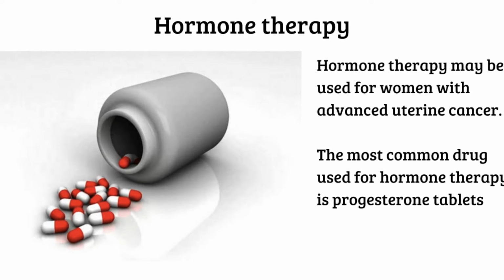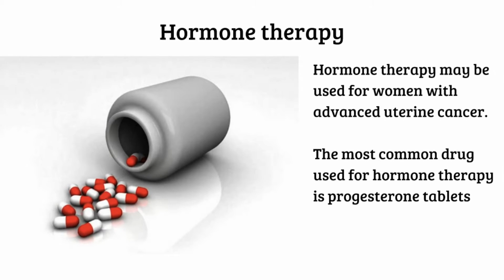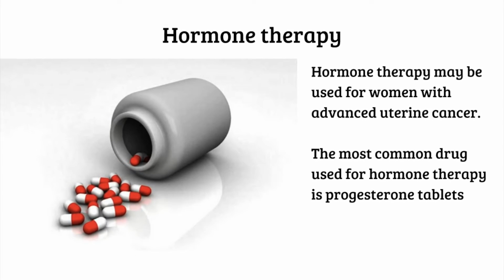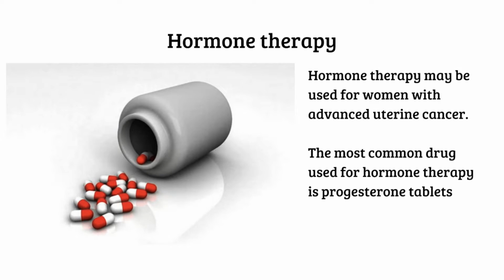And finally, we have hormone therapy. Hormone therapy may be used for women with advanced uterine cancer. Also, women with stage 1 uterine cancer who want to get pregnant and have children choose hormone therapy instead of surgery.